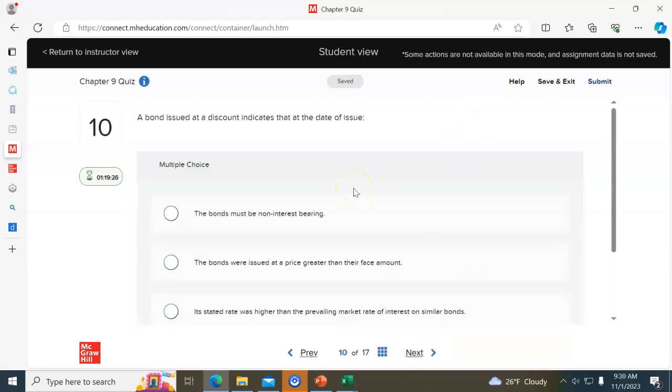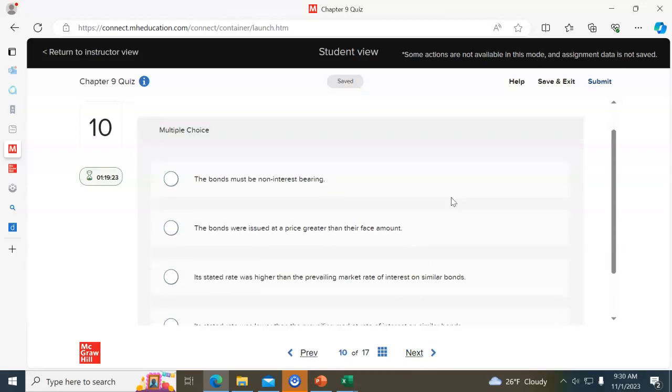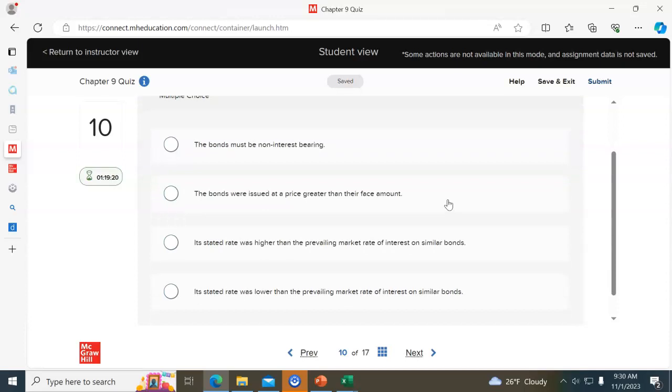A bond issued at a discount indicates that at the date of issue, the bonds must be non-interest bearing? No. The bonds were issued at a price greater than the face amount? No. The stated rate was higher than the prevailing market rate? No. Its stated rate was lower than the prevailing market rate? Yes. Guys, do you understand why it's important to know these concepts and definitions? I'm trying to teach you: what's the stated rate? What's the market rate? What's the face amount? What's the carrying amount? Because you're going to have questions like this. Okay?